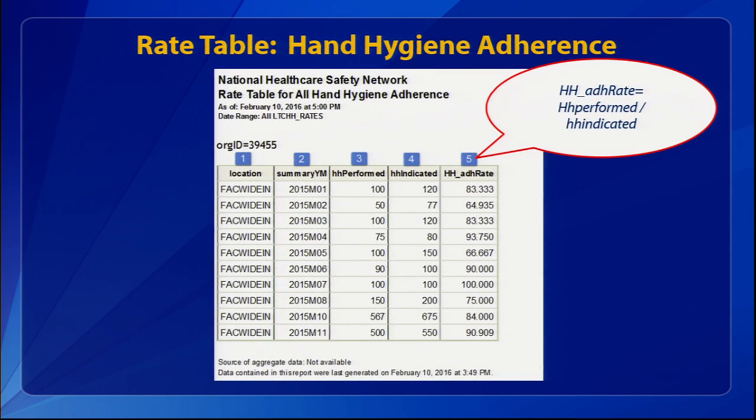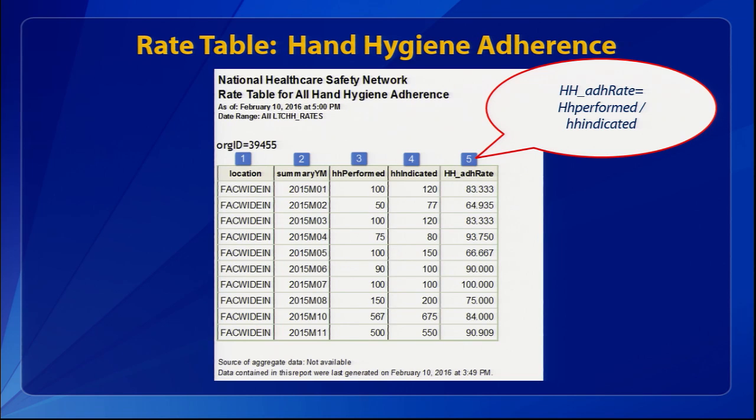And our next table is the rate table for the hand hygiene adherence. The glove and gown use is looked at on a separate table. This particular rate table is looking at the hand hygiene adherence.